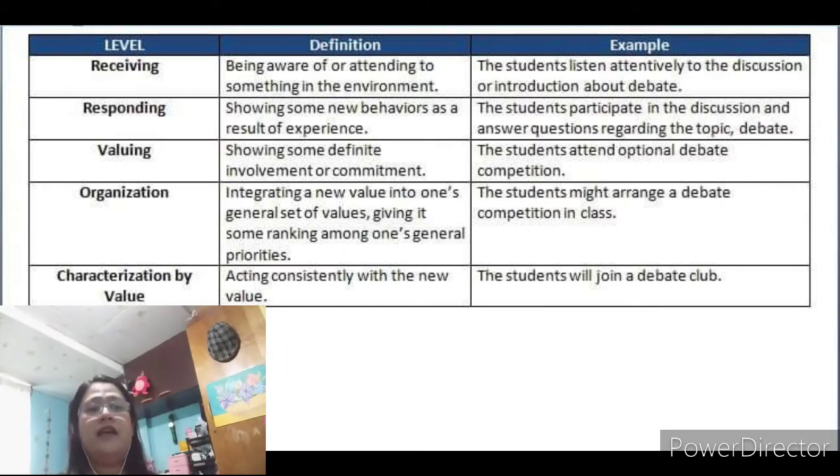Now the third level is valuing. The students attend an optional debate match or optional debate competition. Now for the next level, the organization, the students might arrange a debate competition in class. And lastly, for the 5th level, characterization by value, the students will join a team or will join a debate club.